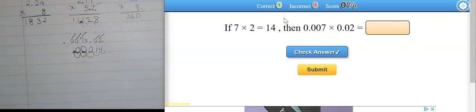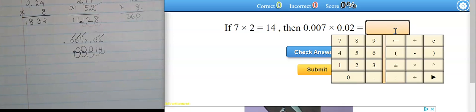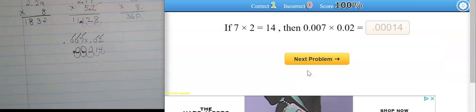Just like that. So I need to put in here as my answer, my decimal, 3 zeros, and then the 14. Got it right.